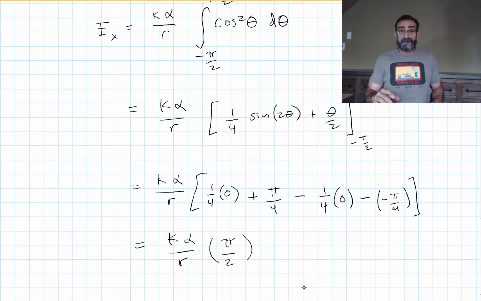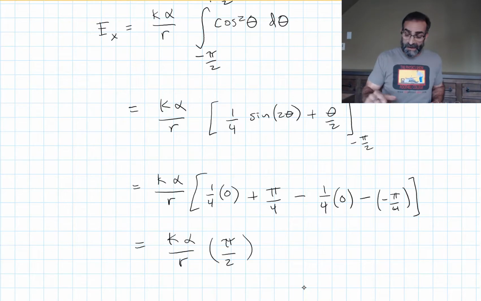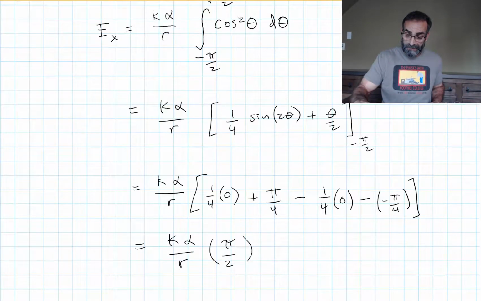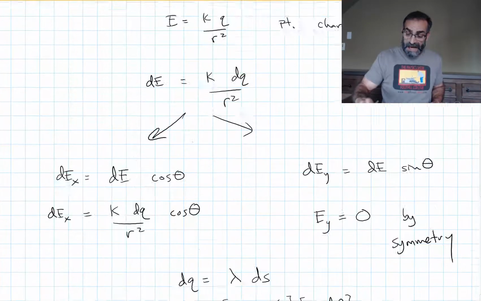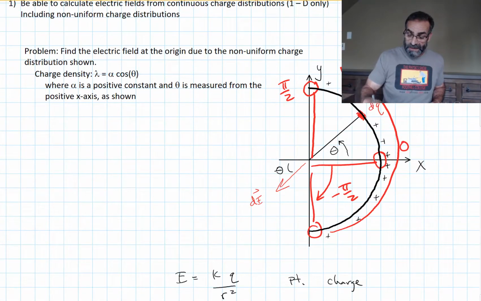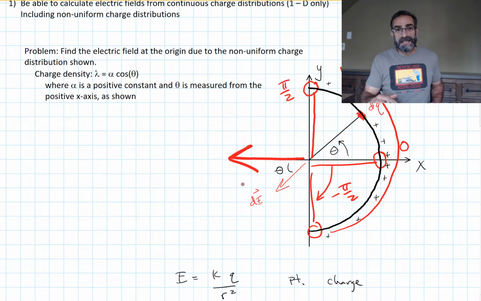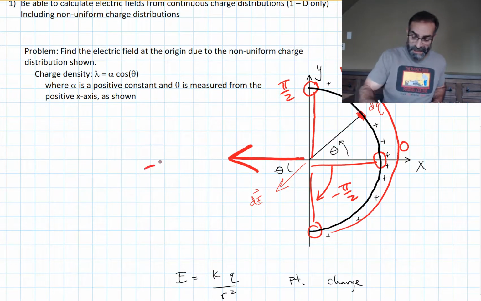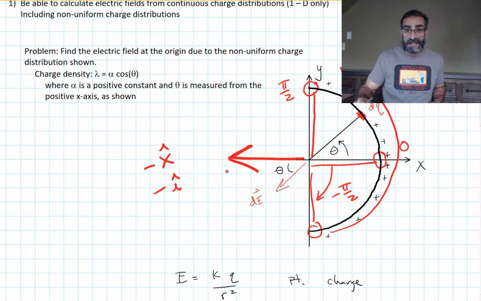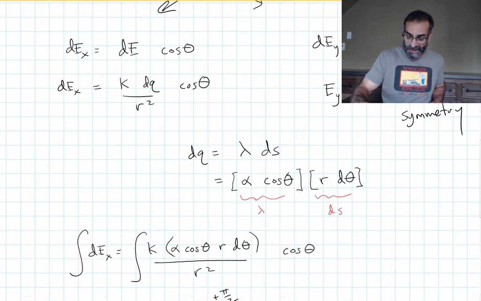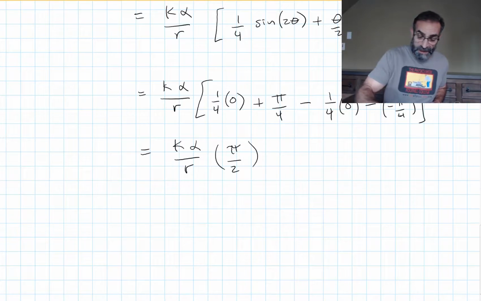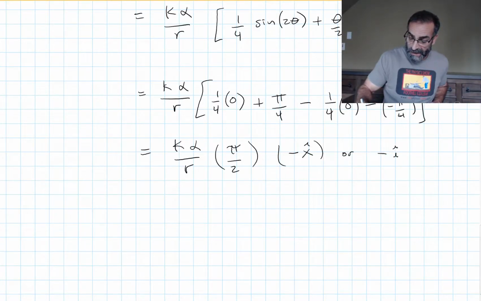Remember, the integral gives you the magnitude of the electric field. Let's go back and think about the direction. It's positive charge, so the direction is going to be away from the positive charge, or the minus x hat or minus i hat direction in unit vector notation. So we come down here and we say minus x hat or minus i hat.